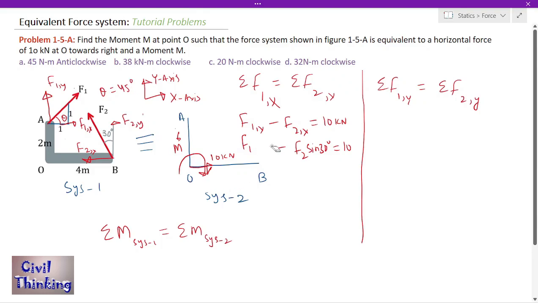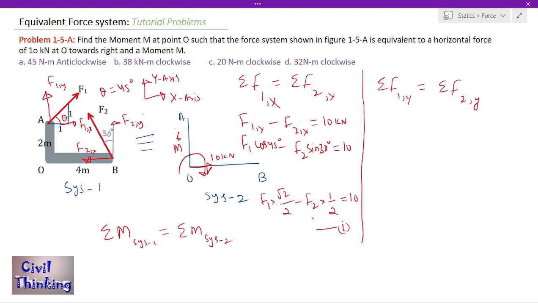So I put here cos 45 degrees. Cos 45 degrees is what? It is square root of 2 divided by 2. So I will write here f1 multiplied by square root of 2 divided by 2 minus f2. Now sine 30 degree is 1 divided by 2, okay. It is equal to 10. Now let me call this equation first. Now let's apply equation second.